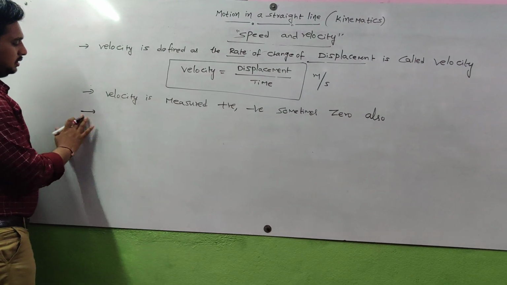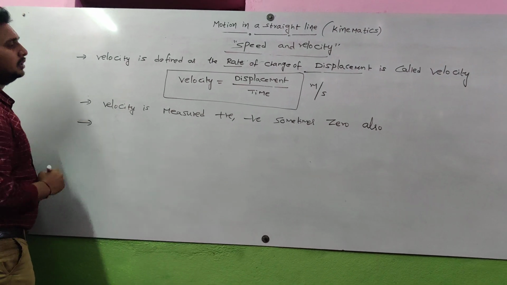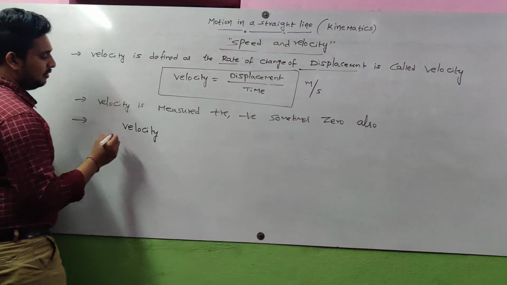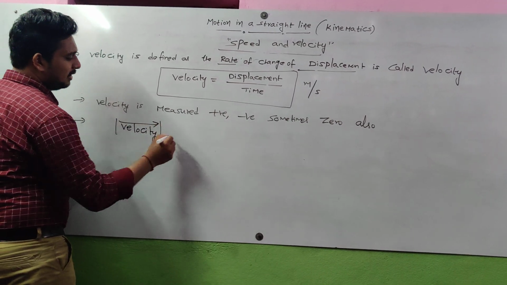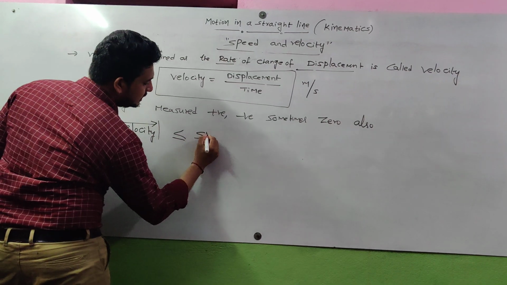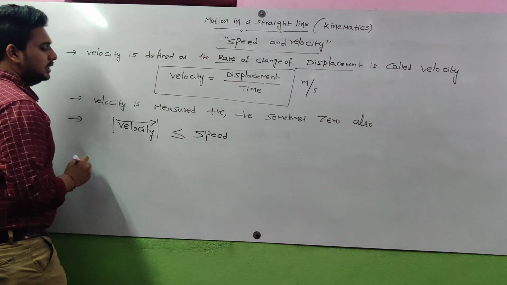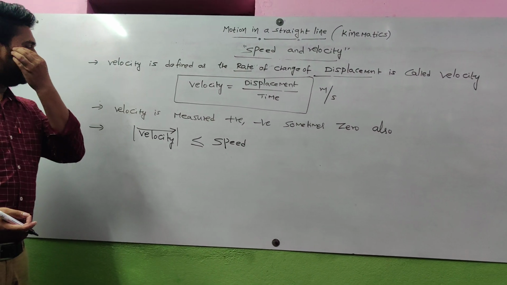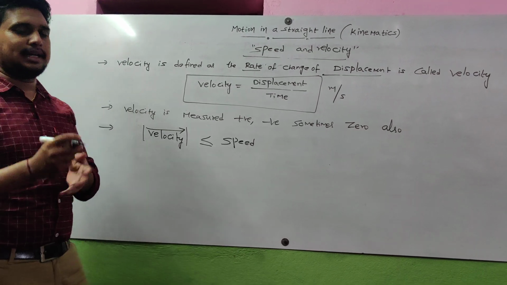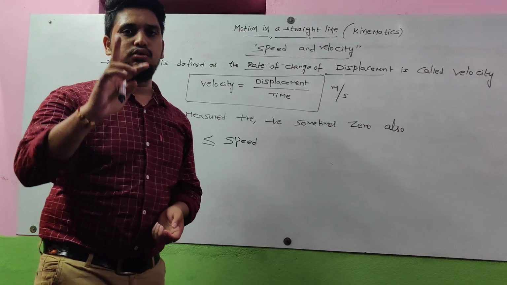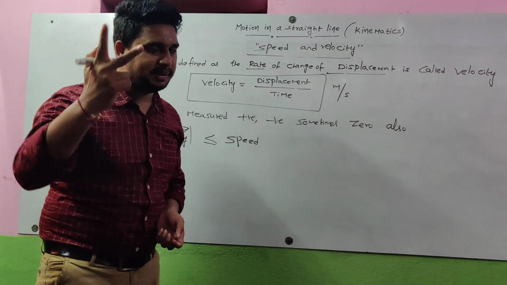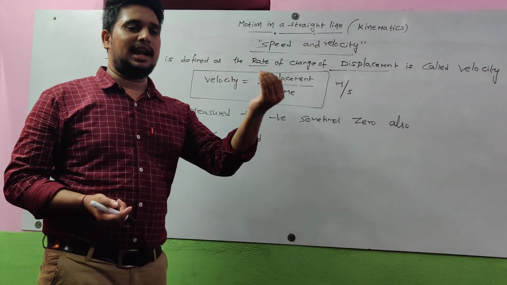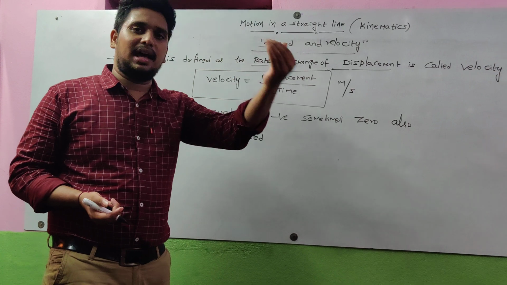The magnitude of velocity is always less than or equal to that of speed. These are the major points about velocity. At a particular time, two velocities are not possible for a particular body, that means two positions or two speeds are not possible. And if time increases, the velocity may decrease.